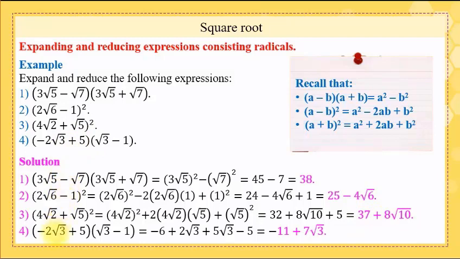Part 4. Here we cannot use any of these identities, so we can expand manually. So first we multiply minus 2 radical 3 by radical 3 to find minus 6. And then we multiply minus 2 radical 3 by minus 1 to find 2 radical 3. Then multiply 5 by radical 3 to get 5 radical 3. Finally, we multiply 5 by minus 1 to get minus 5. And we can simplify here and calculate to find the answer minus 11 plus 7 radical 3.